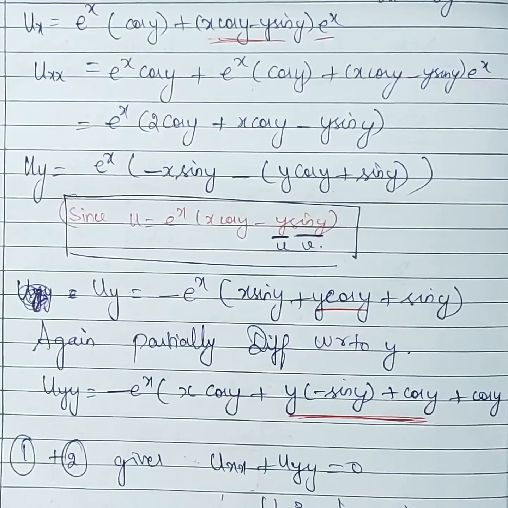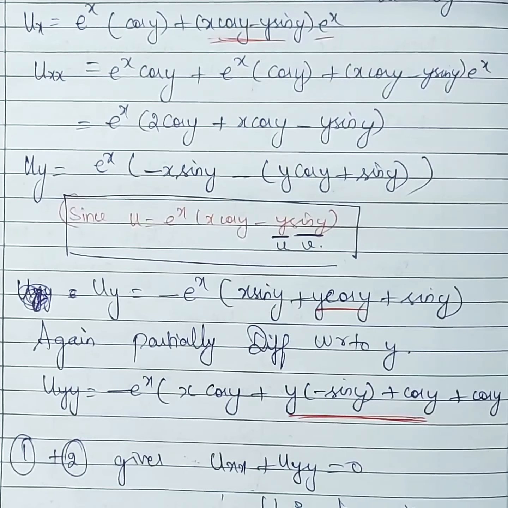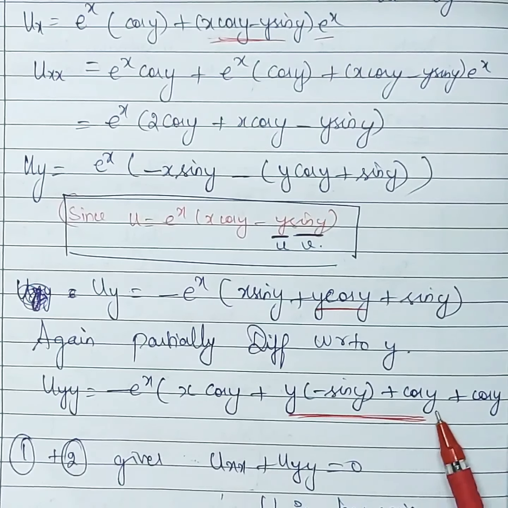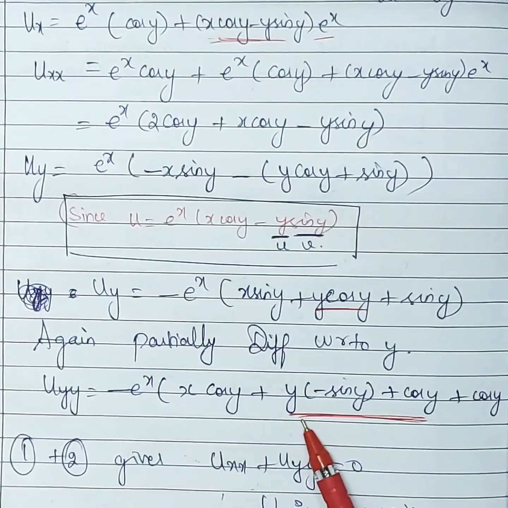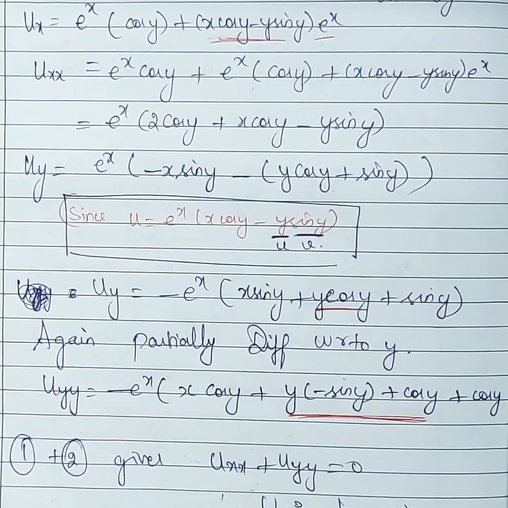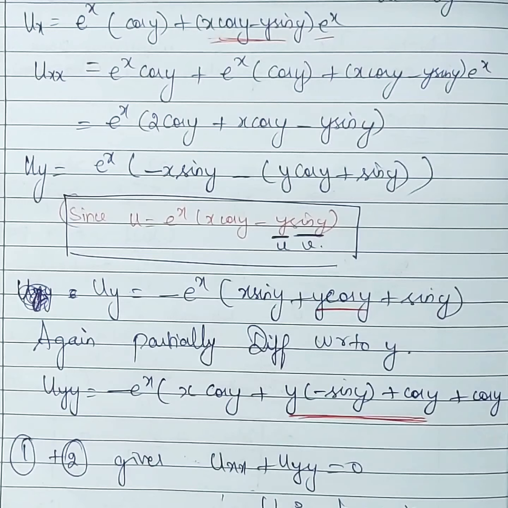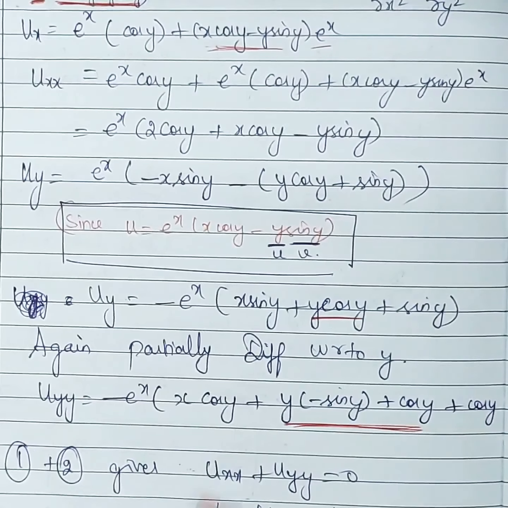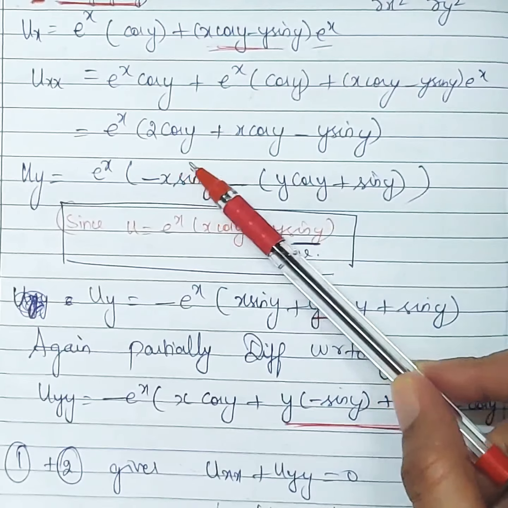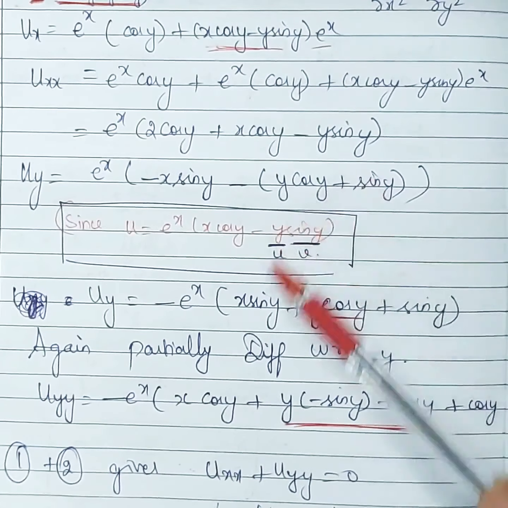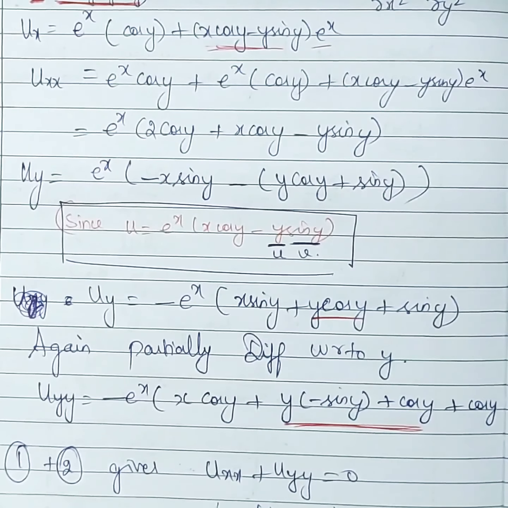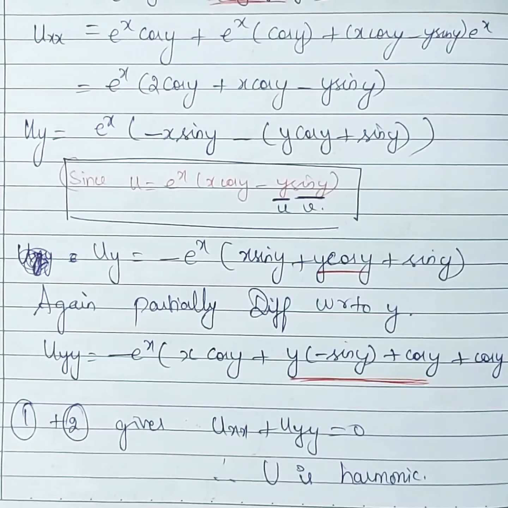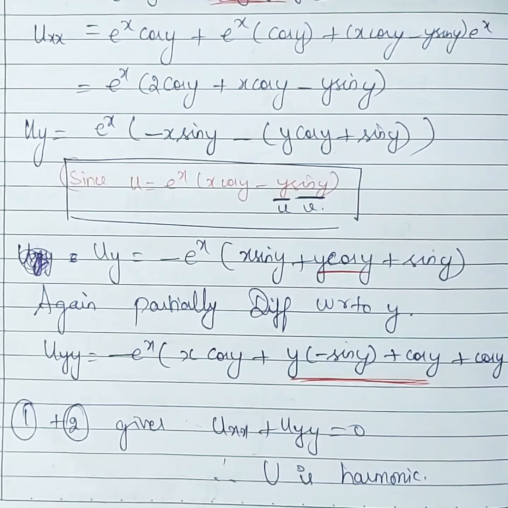What I have to do, if I add these two, I should get 0. And you can see this term, cos y plus cos y, it will become 2 cos y, correct? 2 cos y plus x cos y minus y sin y, correct? So what is uxx? Here it is, same, e power x into 2 cos y plus x sin y minus y sin y. Everything is there with opposite sign. So if I add these two, I'll get 0 for sure, which means u is harmonic. Okay, so we have proved that it is harmonic.